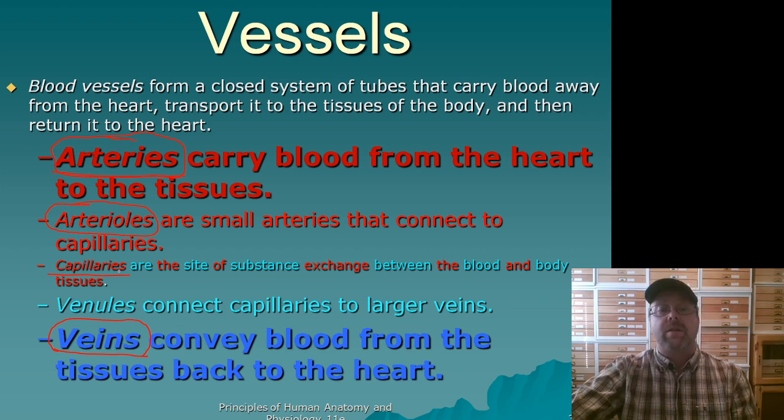Then the blood starts to carry waste products back toward the heart, and it starts with venules, which are just small veins. And then those venules get larger and larger and larger and become veins. They deliver blood back to the heart.